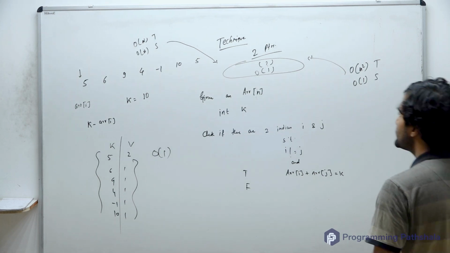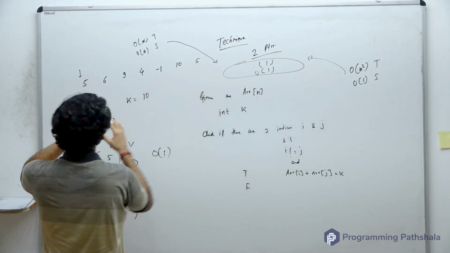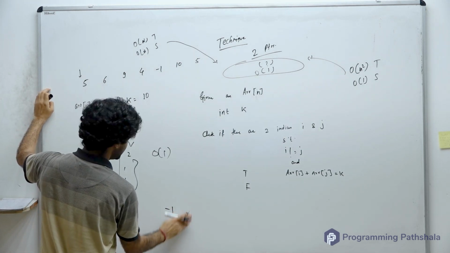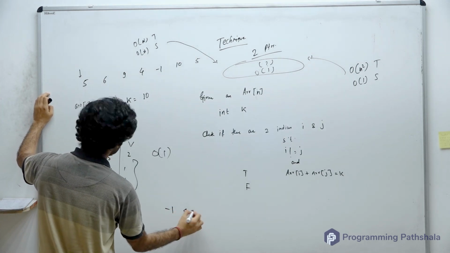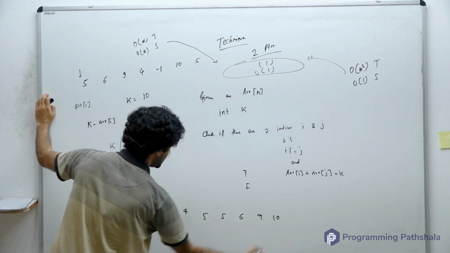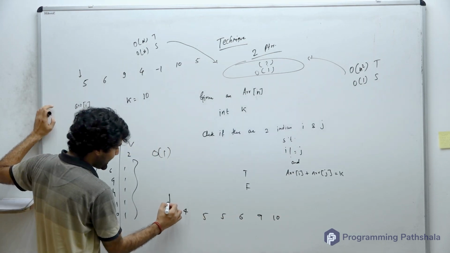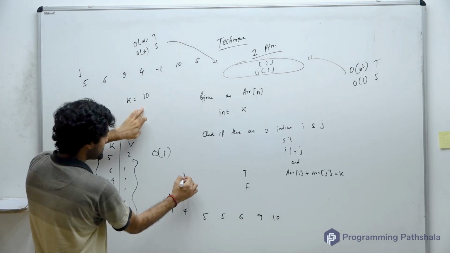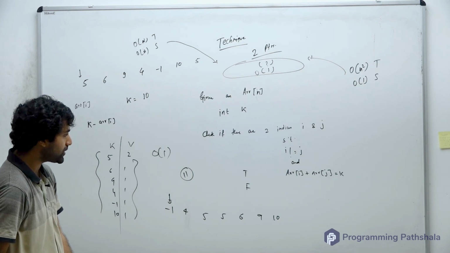So what you can do is simply sort this array. If you sort this array, you will get minus 1, then 4, 5, 5, 6, 9 and 10. Okay, now whenever you are at an element, your counterpart is k minus this element, which is 11. So you would check whether 11 is present or not.